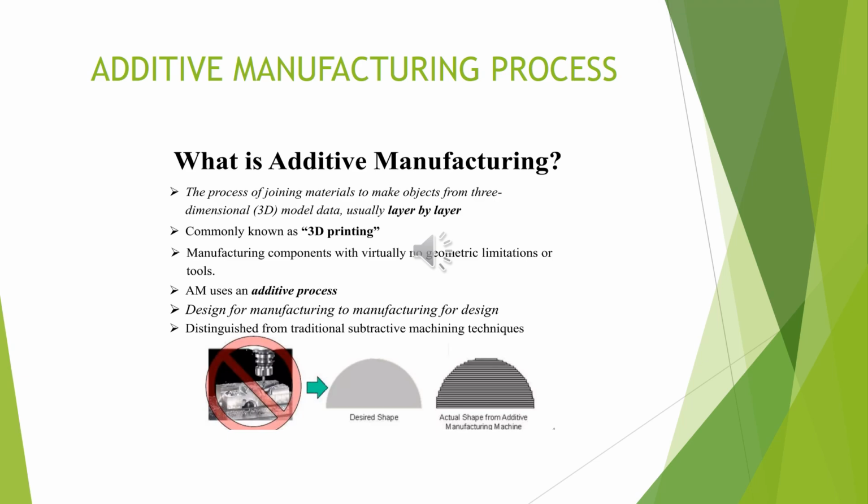Additive manufacturing process. Additive manufacturing is a process of joining material to make objects from 3D model data by layer technique. It is commonly known as 3D printing. It allows manufacturing components with virtually no geometric limitations. It is designed for manufacturing, to manufacture for design. It distinguishes itself from traditional manufacturing techniques.